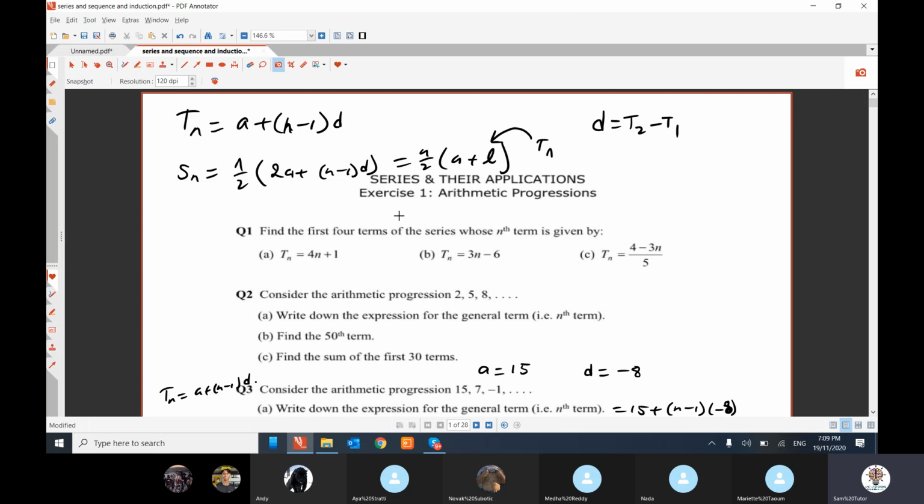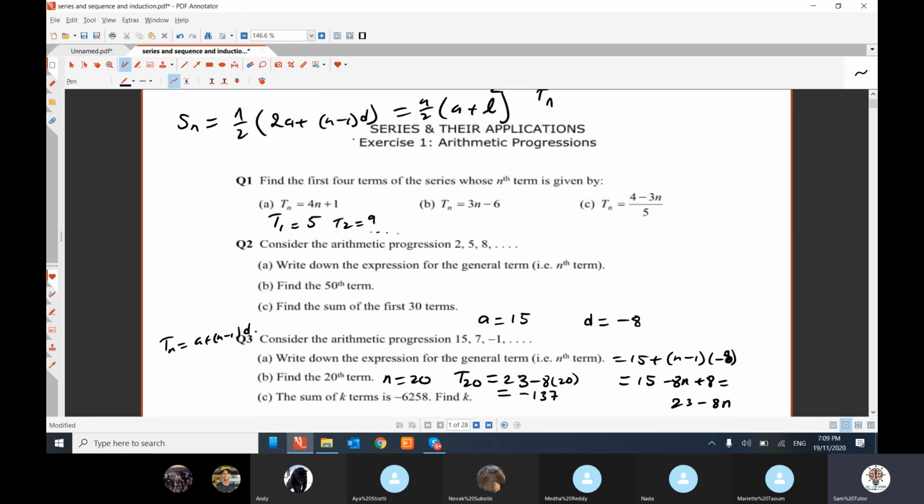I'm going to start with question 1. I'll get to question 3 eventually. Let's just start from the top again. It's probably better. Maybe I went too fast this time. Find the first 4 terms of the series whose nth term is given by this. So if I wanted to find the first 4 terms, that means I need to find T1, T2, T3, T4. So if I want to find T1, I just sub it in, which becomes 5. T2, sub it in, becomes 9, and so on. Is that okay? Any questions on question 1?